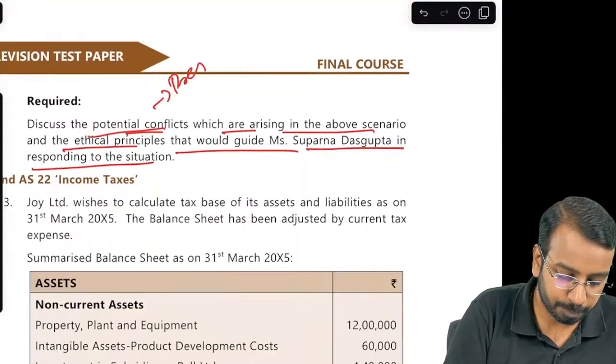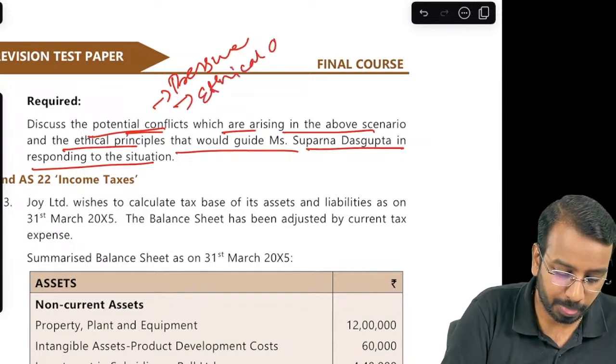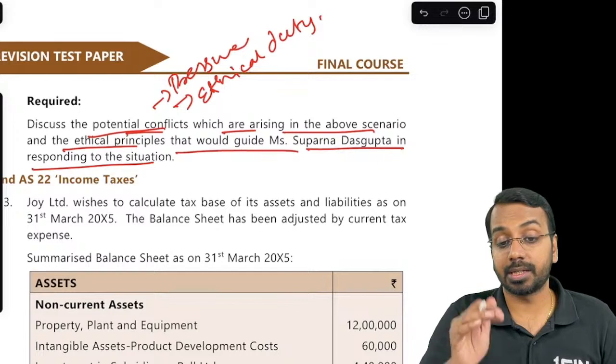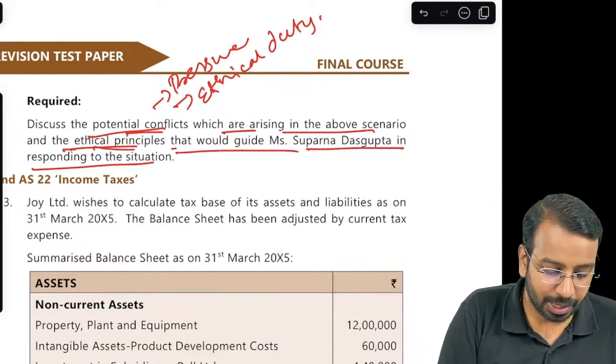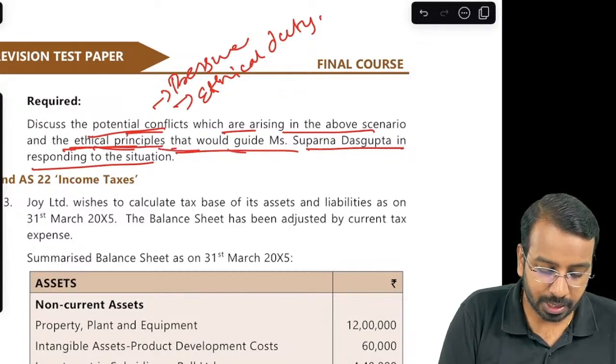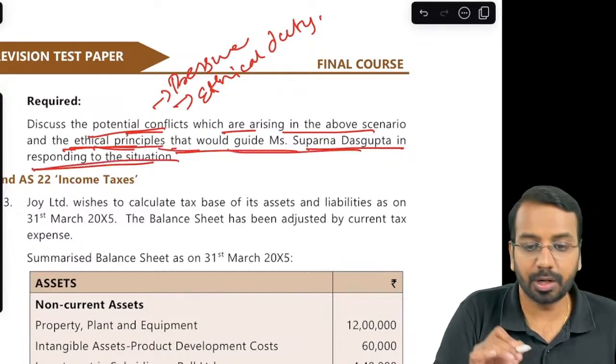Now the question is potential conflict. One is there is a pressure. Second one is there is an ethical duty towards the various stakeholders. Okay, and you are required to discuss ethical principles that would guide Mrs. Suparna Das Gupta in responding to the situation.